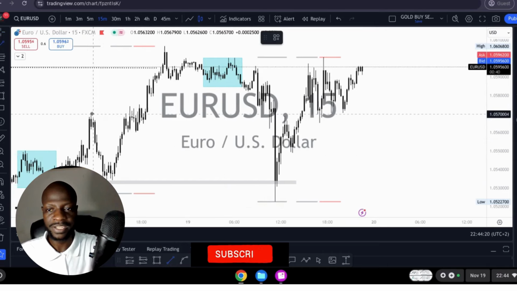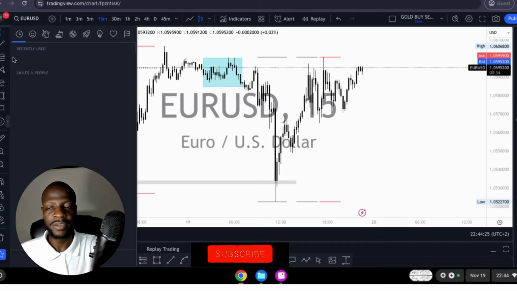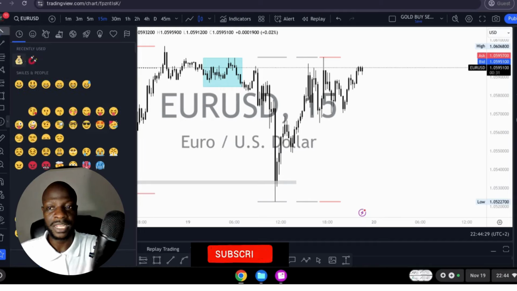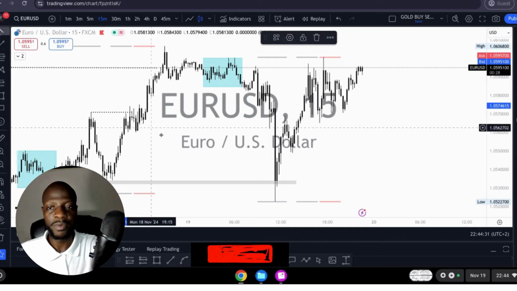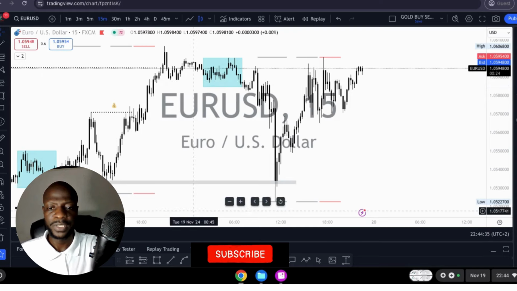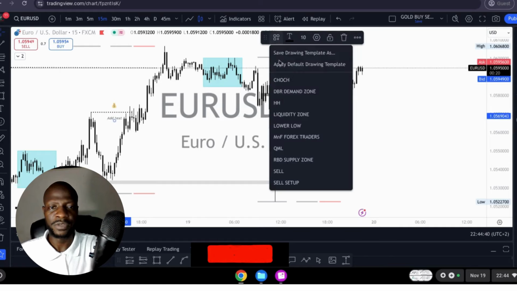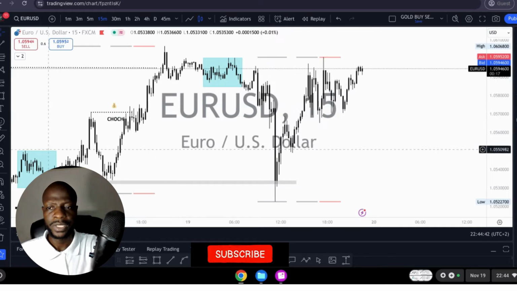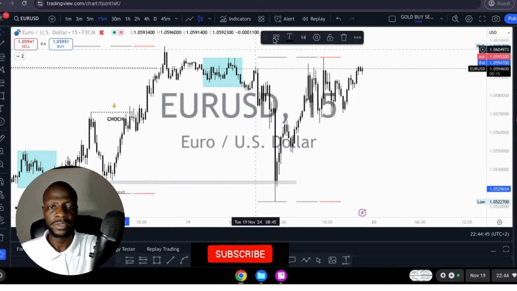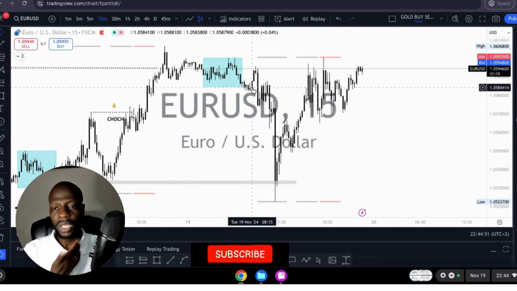So you can see that this is a valid zone because it broke structure and it was the last candle. This is how I'd actually analyze this. This is a nice candle right here. This is a change of character right here. Let me just mark that for you. Okay, we have a change of character there. Then we have a lower low here. We have a lower low right there. Okay. What else?